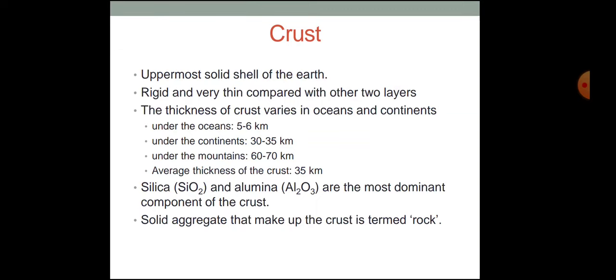Crust, the uppermost solid shell of the Earth, is rigid and very thin compared with the other two layers. The thickness of the crust varies in oceans and continents. Under the oceans, 5 to 6 km. Under the continents, 30 to 35 km. Under the mountains, 60 to 70 km. Average thickness of the crust, 35 km.